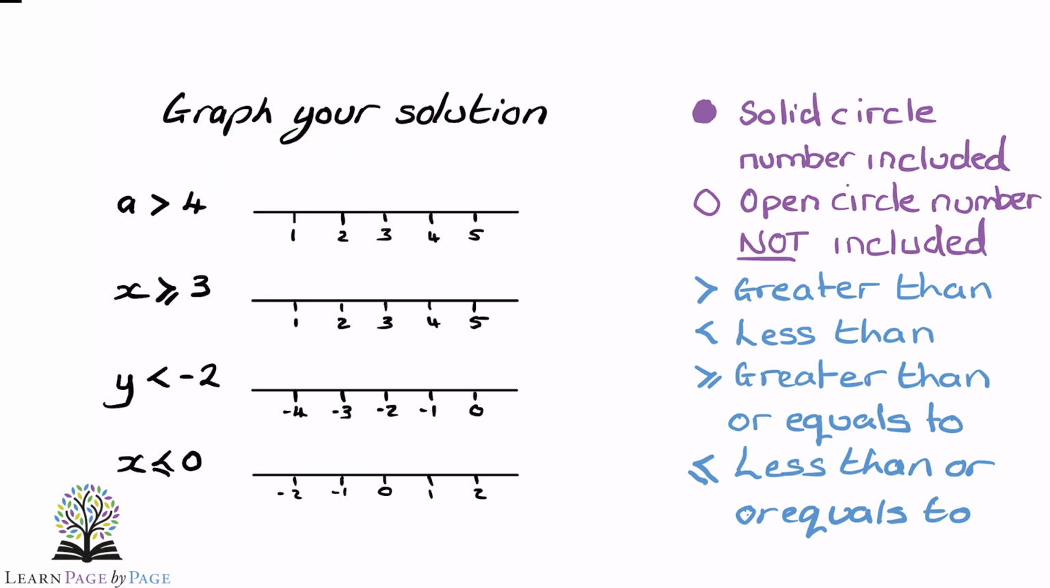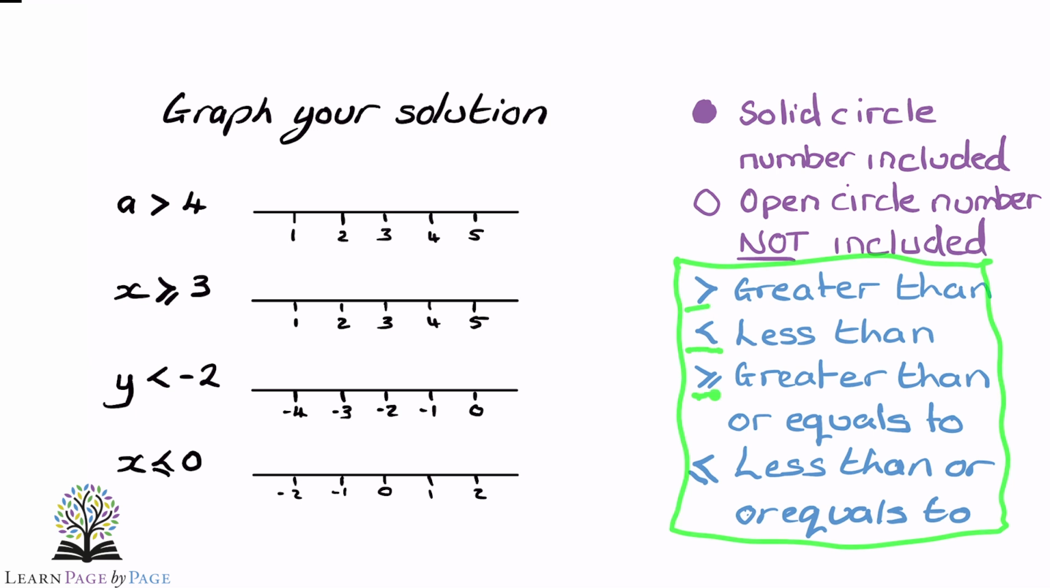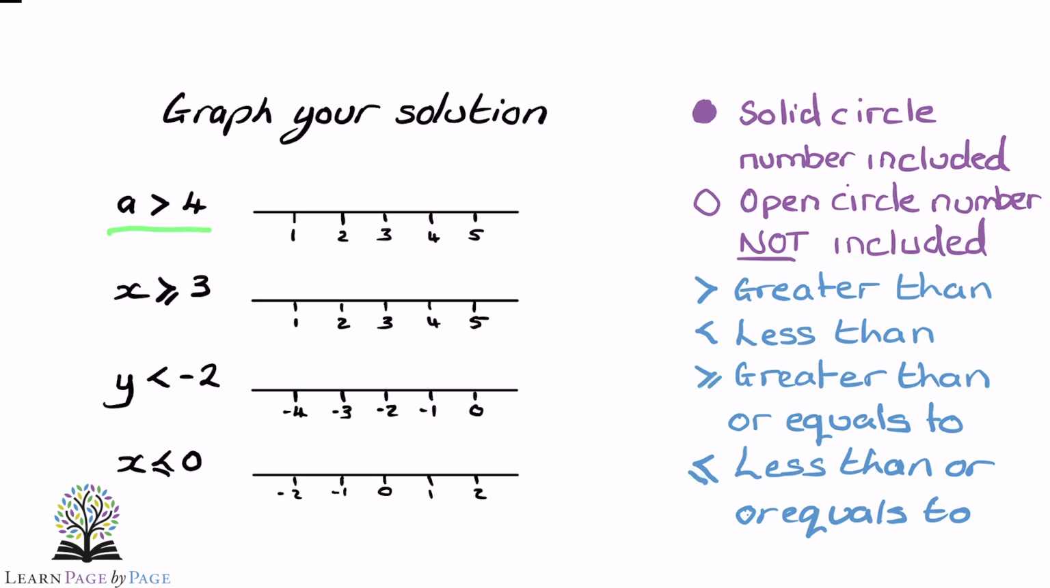So let's say you've solved the inequality and you have greater than 4. Draw a number line with 4 and numbers above it and below. And then you're going to use these rules that are on the right here. If the number is not included, you will use an open circle. If the number is included, you'll use a solid circle. And you need to make sure you know these rules here. First one greater than, second one is less than. Then we have greater than or equals to, that has that extra line there. And then less than or equals to, and that has that line there. So let's dive into each one of these and then we'll work through step by step.